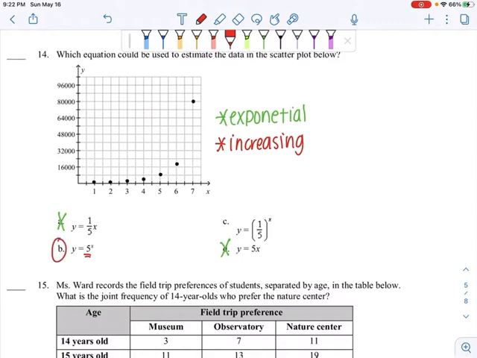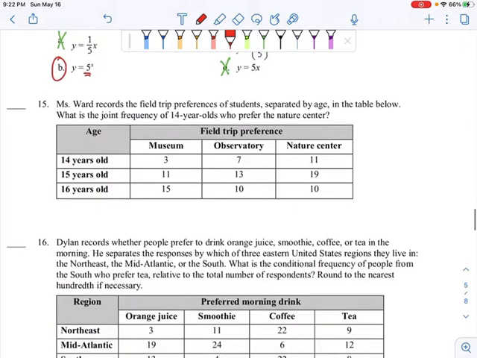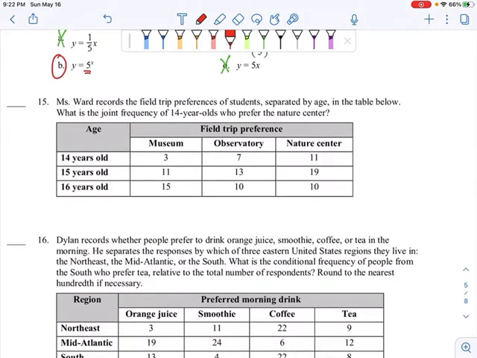For 15, it says, Ms. Ward records the field trip preferences of students separated by age in the table below. What is the joint frequency of 14-year-olds who prefer the nature center? Remember, joint frequency is just when you match up the row to the column. So if I match up the row to the column, that gives me 11.